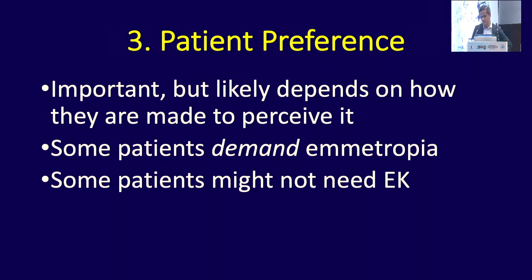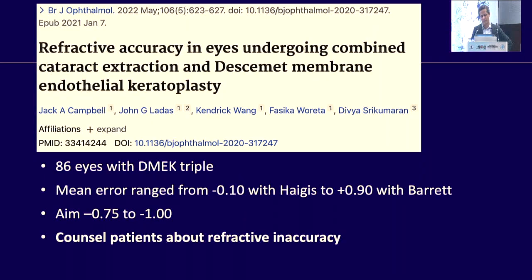Some patients do demand emmetropia, even if they have to use reading glasses. And you always have to tell the patient, if you have early Fuchs, and you're looking at somebody at 65 with corneal thickness of 500 something, they might never need an EK, depending on how bad the Fuchs is.